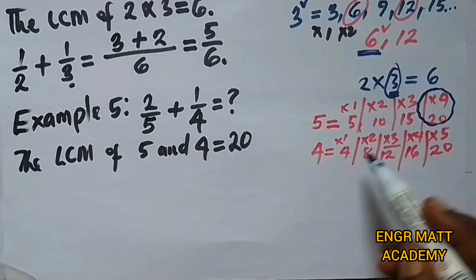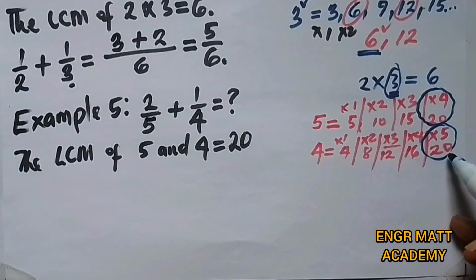5 times 4 is 20. 4 times 5 is 20. So 20 is the lowest common multiple.